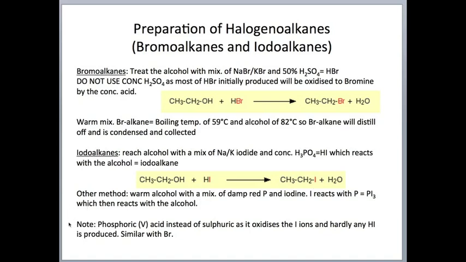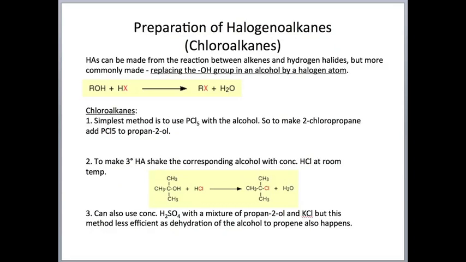A note here at the bottom, remember that we use phosphoric acid instead of sulfuric acid because sulfuric acid will oxidize the iodide ions and hardly any hydrogen iodide will be produced, and this is similar for bromine. Preparation of halogenoalkanes, in this case chloroalkanes.